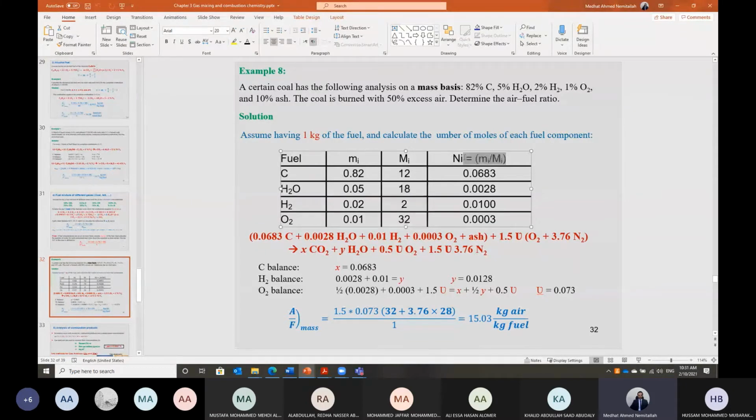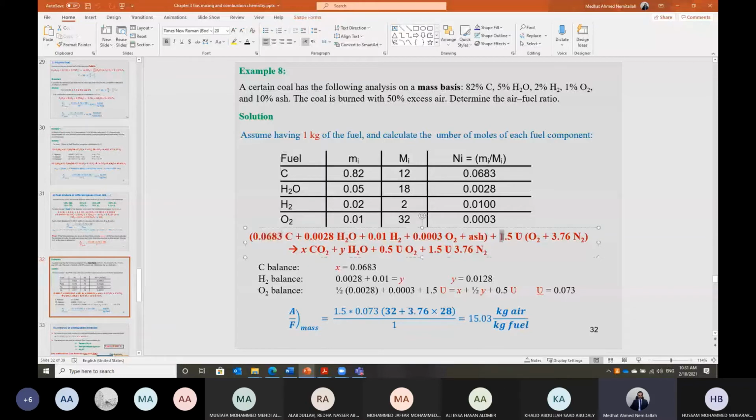Then we can calculate the number of moles for each component of the fuel, which will equal the mass divided by the molecular weight. This is the number of moles for each fuel. Just to go back here and write down the combustion equation. So it will be this number of moles of carbon. Here it is 0.0683 of carbon plus 0.0028 of H2O and so on for hydrogen and for oxygen in this case.